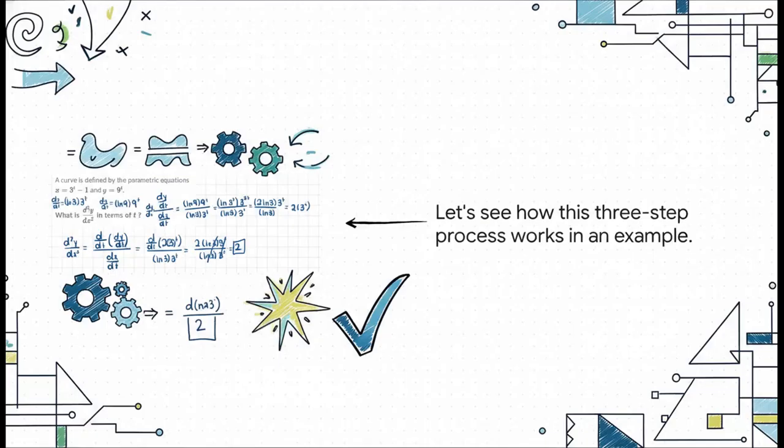Okay, let's see this thing in action. So in this example, we first find dy/dx, which simplifies down to 2 times 3^t. That's step 1, done. For step 2, we differentiate that with respect to t, which gives us 2 times ln(3) times 3^t. And for that final, crucial step, we divide that whole thing by our original dx/dt. Look at that, a bunch of stuff cancels out perfectly, leaving us with a nice, clean final answer of 2.